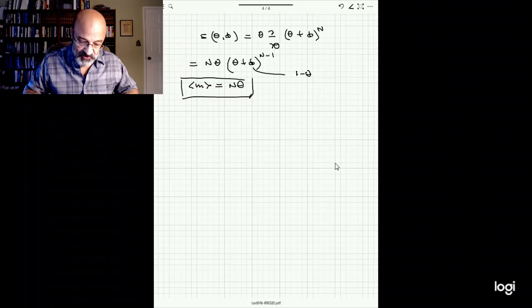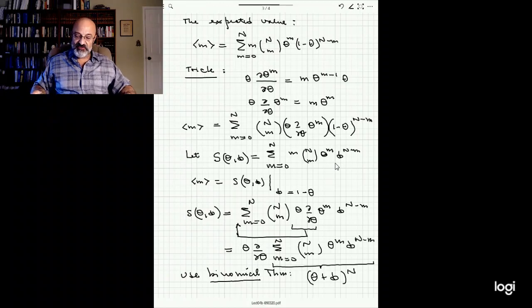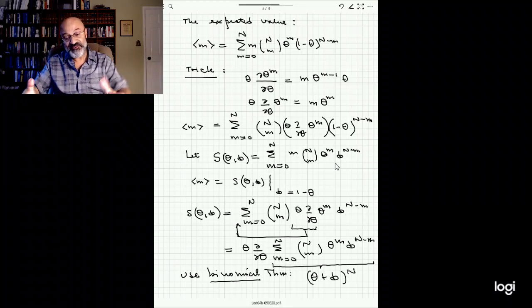So two remarks. First, the fact that we can actually do this trick using the binomial theorem is what gives the distribution its name. So the binomial distribution, it's because all the calculations are done making use of this trick of the binomial theorem.